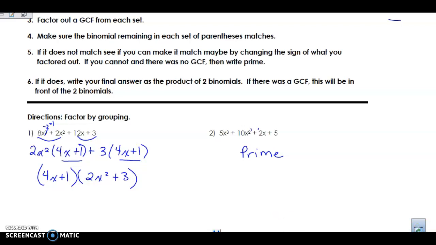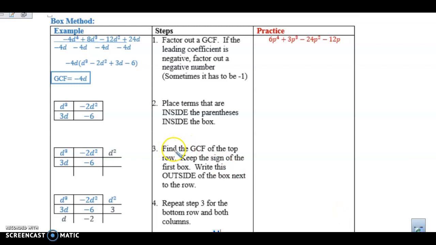There is another method that we can use. This is called the box method, and I hadn't seen this before this lesson, so this is new to me. It says step 1, factor out a GCF. If the leading coefficient is negative, factor out the negative number. And sometimes it has to be a -1. So keep that in mind, okay?